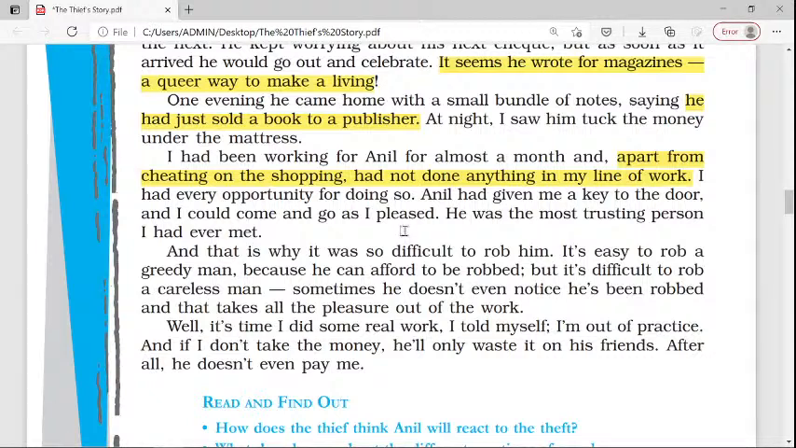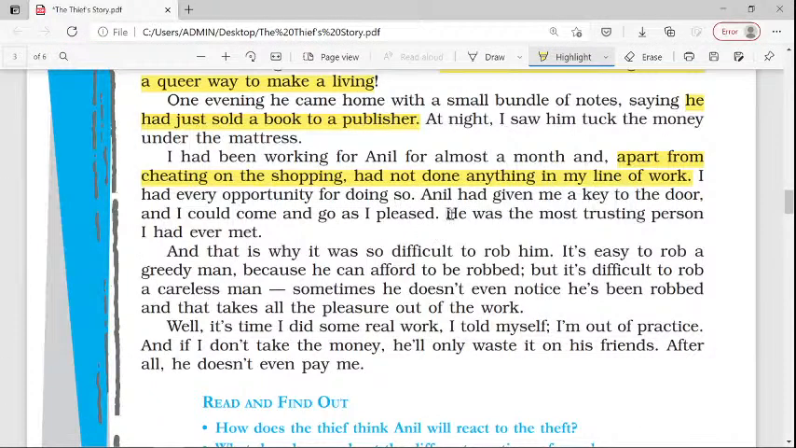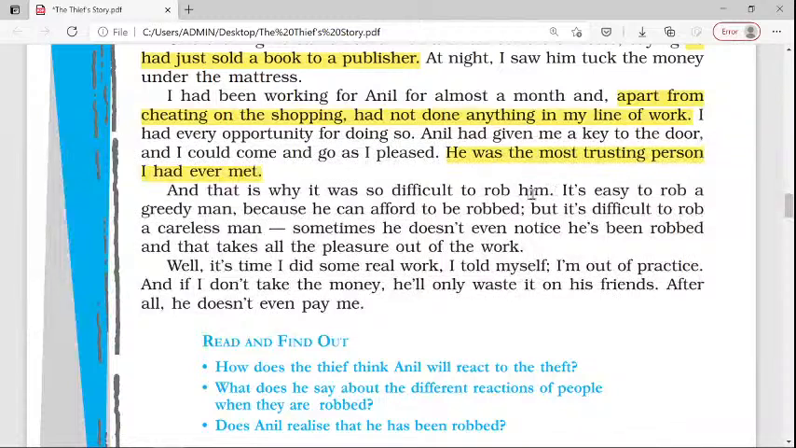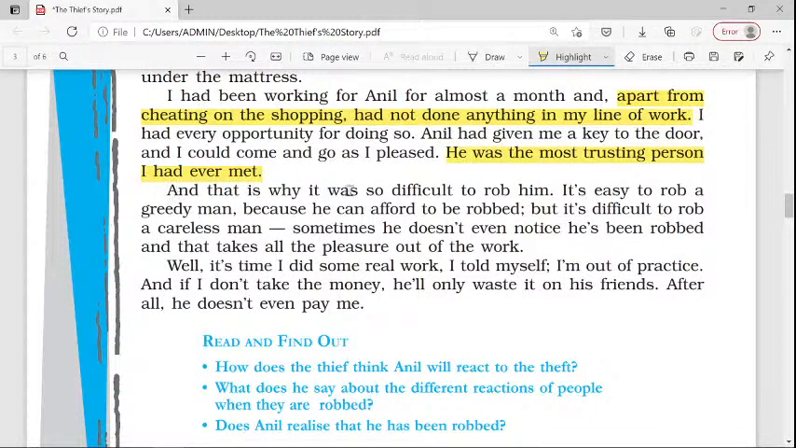"He was the most trusting person I had ever met." About Anil, Hari Singh is giving a very honest opinion. Hari Singh says that Anil was the most trusting person he had ever met. He was a very simple and honest person, and he could also believe somebody very quickly. That is why Hari Singh says he was the most trusting person I had ever met. "And that is why it was so difficult to rob him."